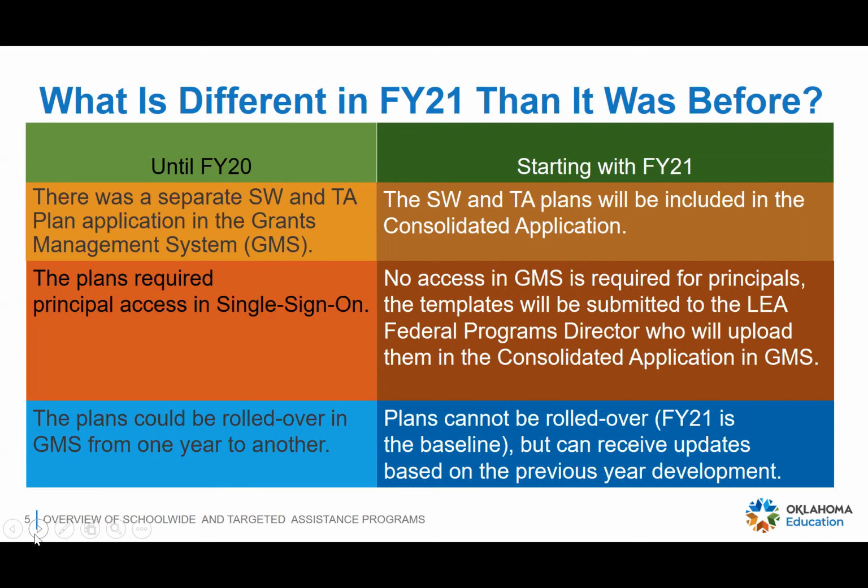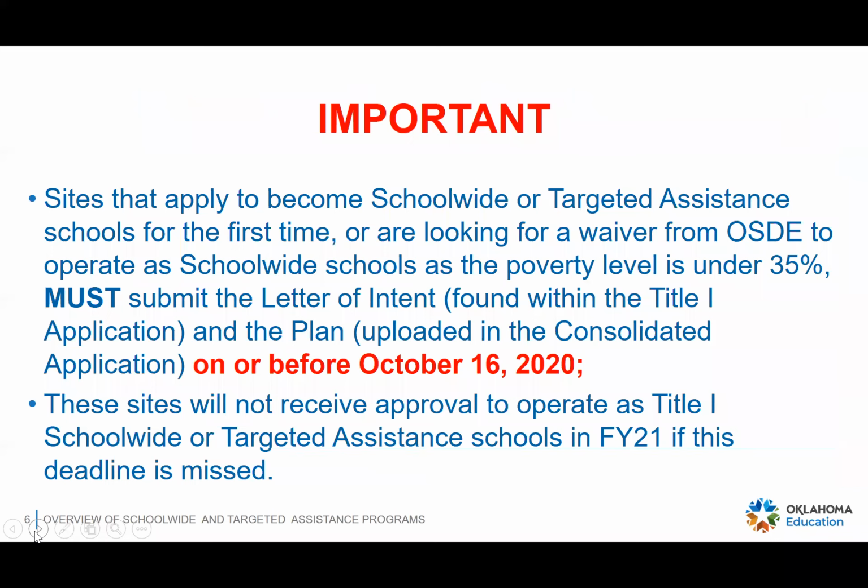Until last year, the plans could be rolled over in the grants management system from one year to another. Starting with this year, the plans cannot be rolled over. FY21 will be the baseline, but the plans can receive updates based on the previous year's development. Again, the plans will be in PDF format, and all you have to do is save the PDF document on your desktop, and then you can make adjustments or updates every year, and then you will submit the updated plan to your federal programs director to be uploaded in GMS every fiscal year. So in a way, it can be rolled over, but not in the true meaning of the rollover in GMS in the past.